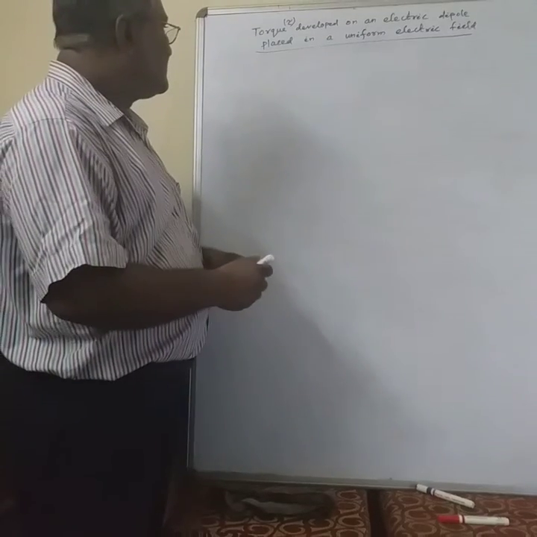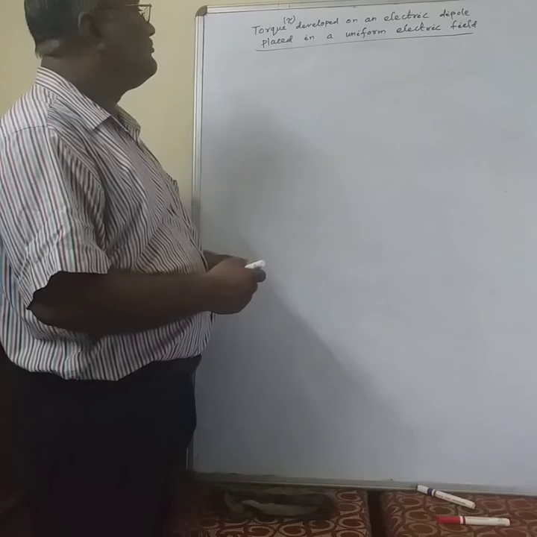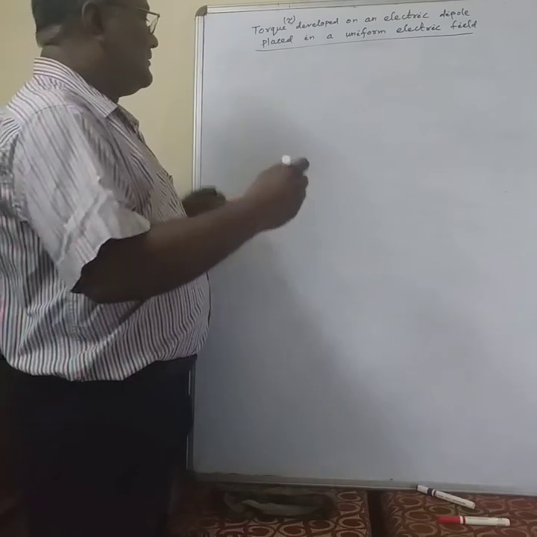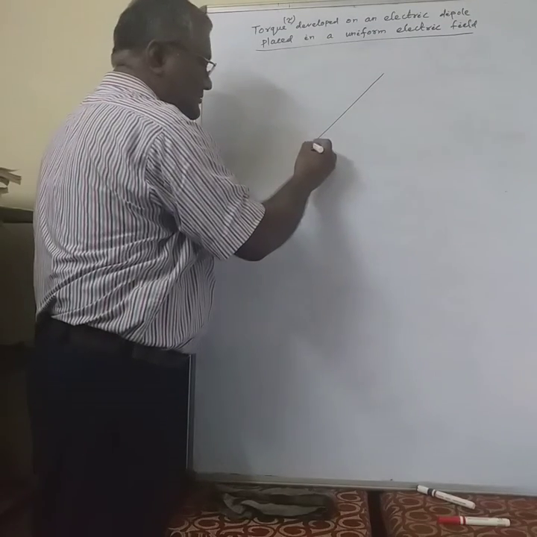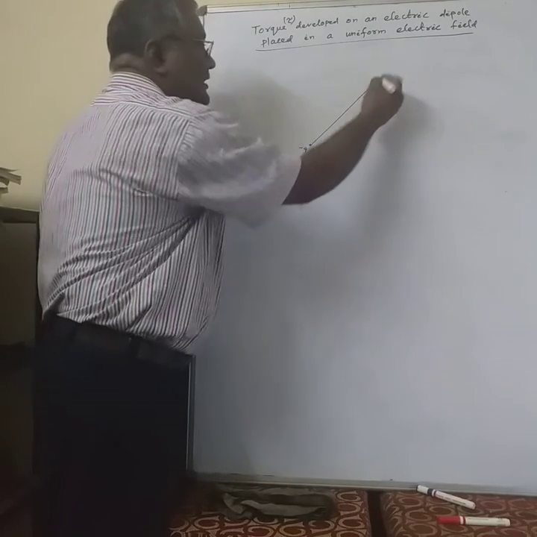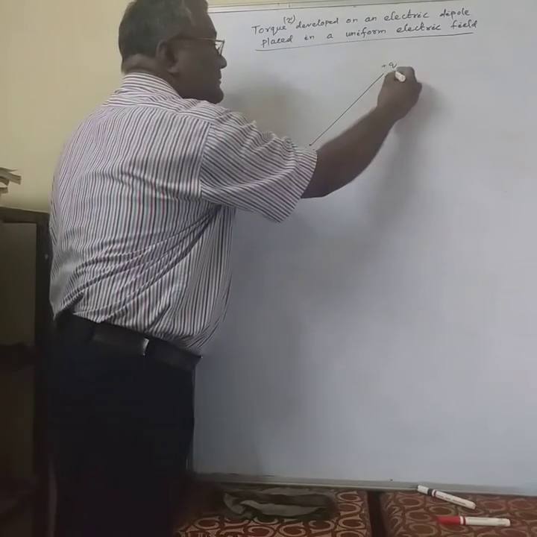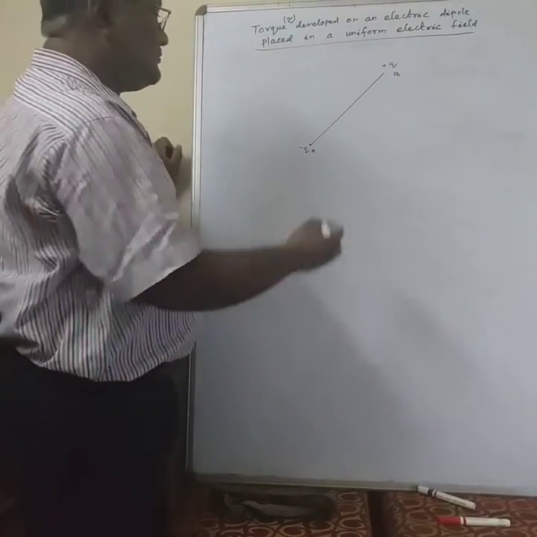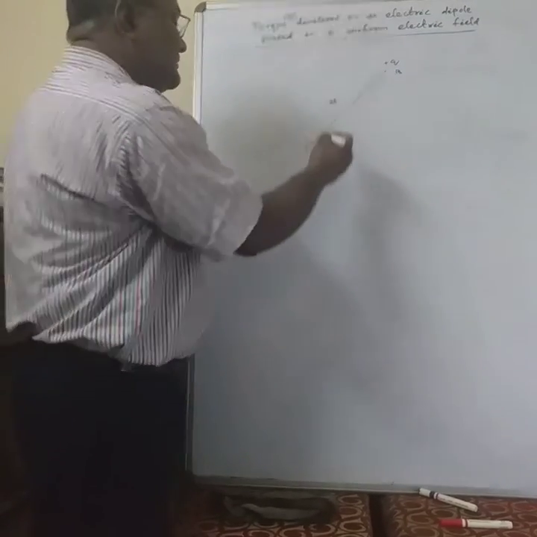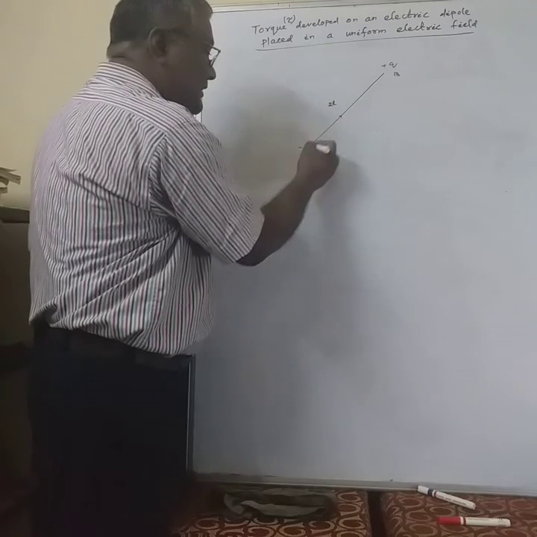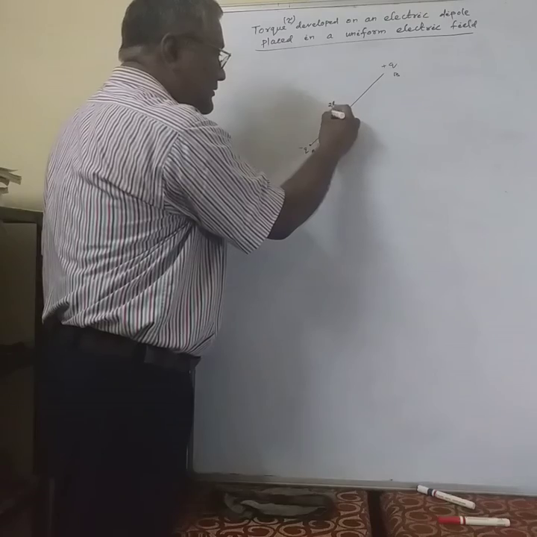We will discuss torque developed on an electric dipole placed in a uniform electric field. What is a dipole? Two equal and opposite charges. Let us consider this is minus q charge and this one is plus q charge. This point is A and this point is B. The length of the dipole is 2L. The direction of dipole moment will be from negative to positive, as we have learnt earlier. So that is P vector.